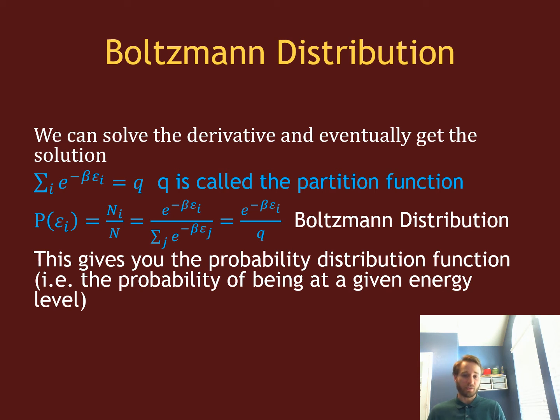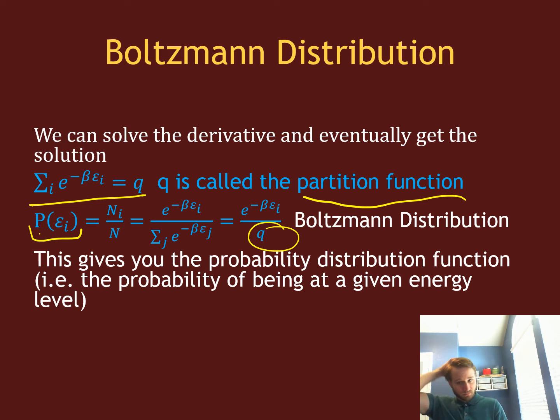That most likely outcome, and the probability of that most likely outcome, P of epsilon i, is related to the exponential of minus beta times epsilon i, divided by the sum over j of e to the minus beta epsilon j. This is going to be simplified down by calling it Q, the partition function, which I'll talk more about in future videos. And that is related to the most likely outcome.